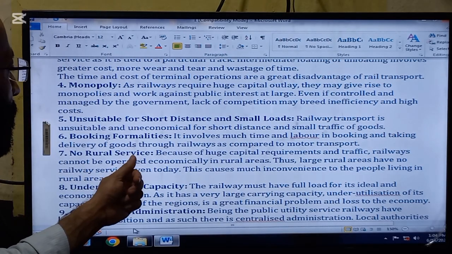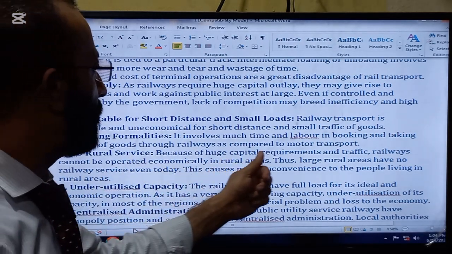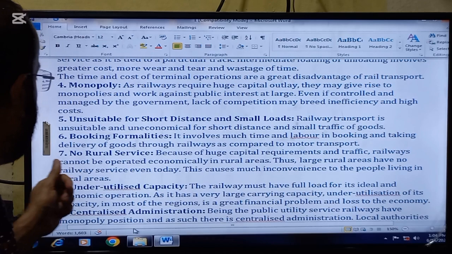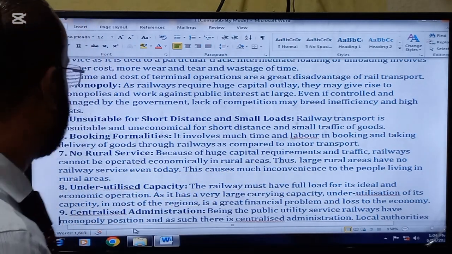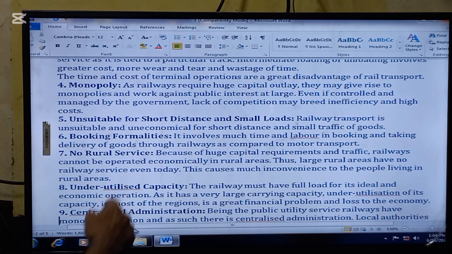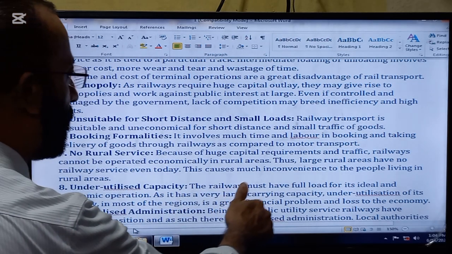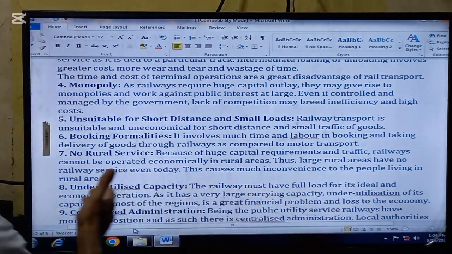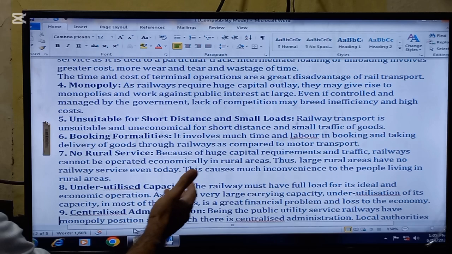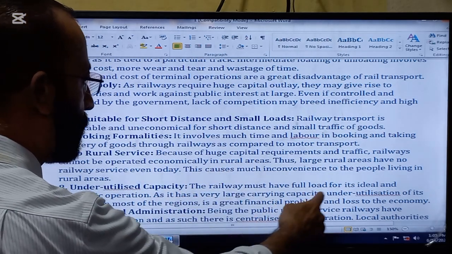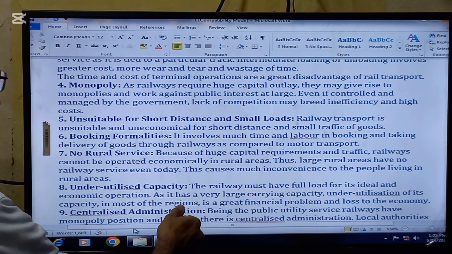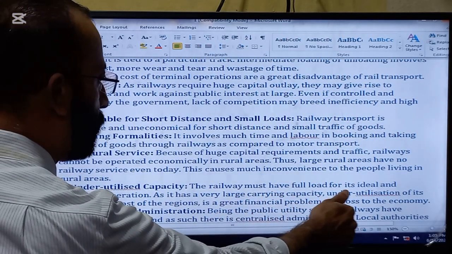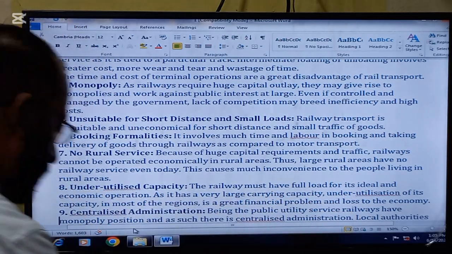Next is booking formalities. It involves much time and labor in booking and taking delivery of the goods through railways as compared to motor transport. Next is no rural service because of the huge capital requirements and traffic. Railways cannot operate economically in rural areas. Thus, large rural areas have no railway stations. Even today, this causes much inconvenience to the people living in rural areas.